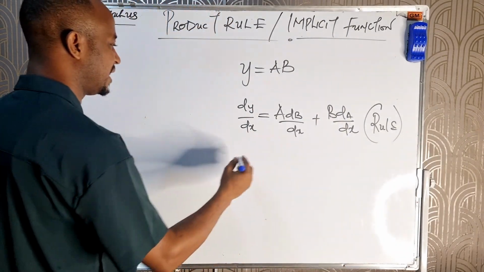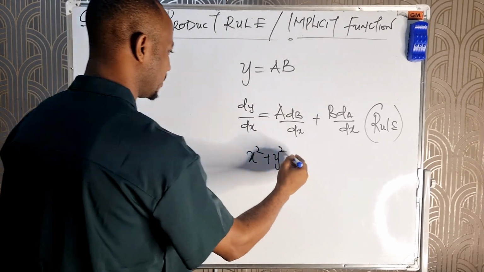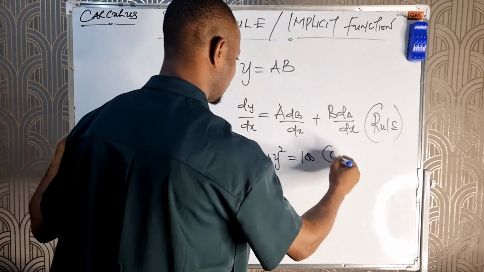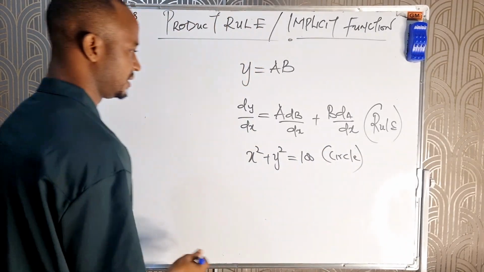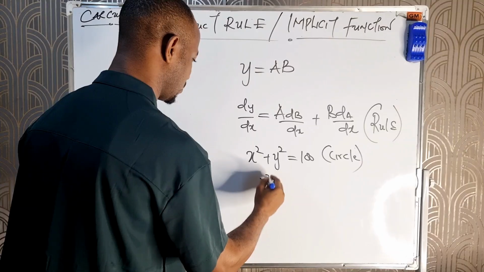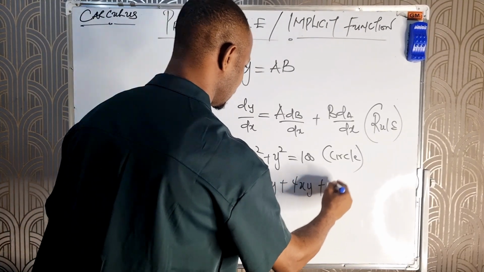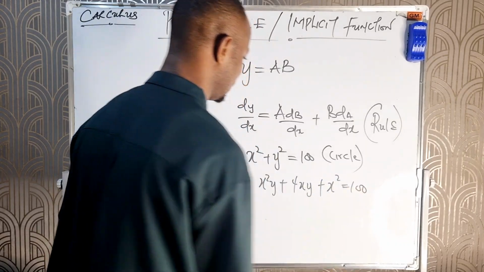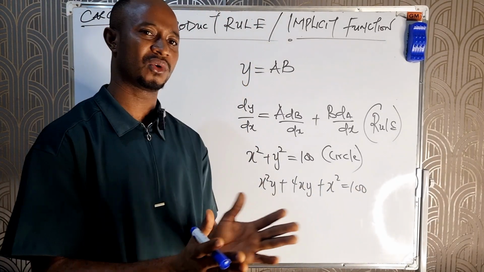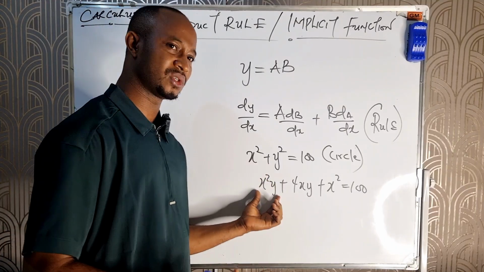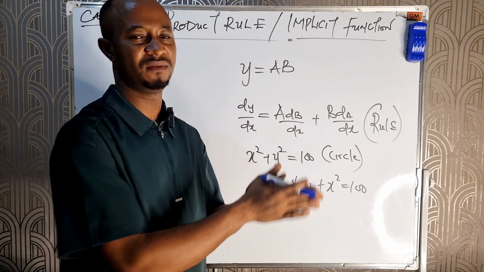For example, if I have a function like x squared plus y squared equals 100, this is a good example of a circle, right? This is a circle. Okay. If I have a function like x squared y plus 4xy plus x squared equals 100, what you notice here is that both x and y are clustered together by multiplication, meaning that they are not acting as the subject of the given function.